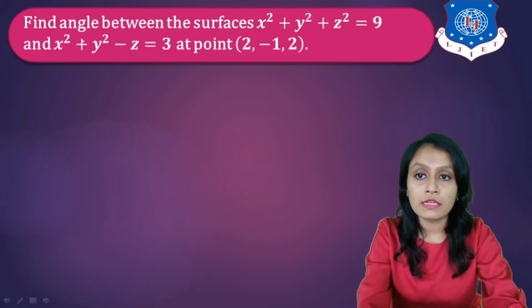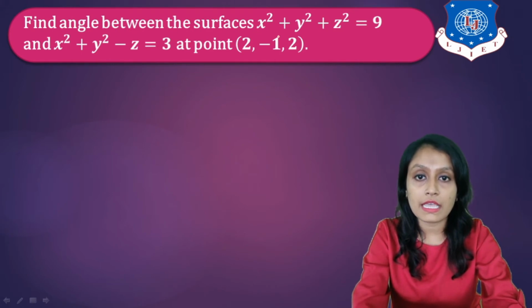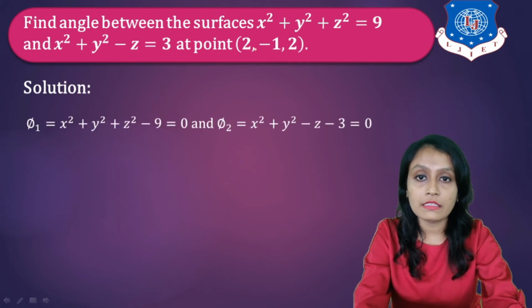Now let's see one more example, that is to find the angle between the surfaces x square plus y square plus z square is equal to 9 and x square plus y square minus z is equal to 3 at point 2, minus 1, 2. Okay, so let's begin with the solution. Firstly, we will take this surface, that is x square plus y square plus z square minus 9, as phi 1, and this another one, that is x square plus y square minus z minus 3, we will take as phi 2.